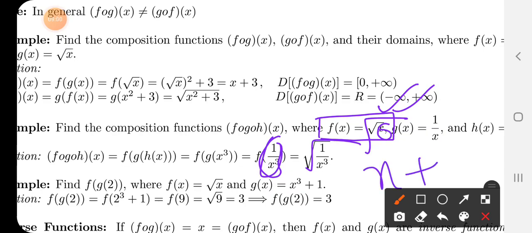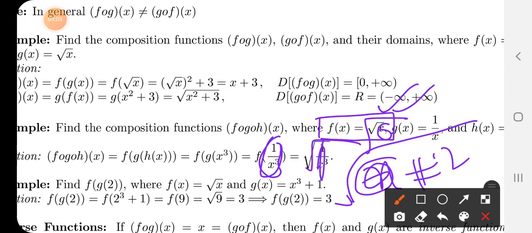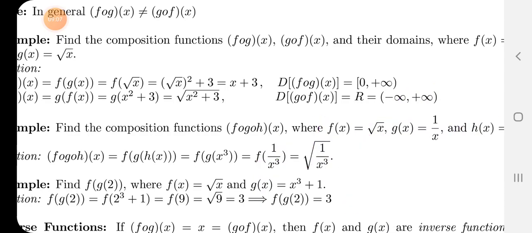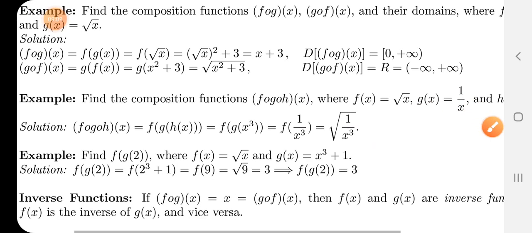For example, if you have x plus 2, you just need to replace this x with this whole thing, and then this plus 2, and then square it as it is. Okay, let's do this example.